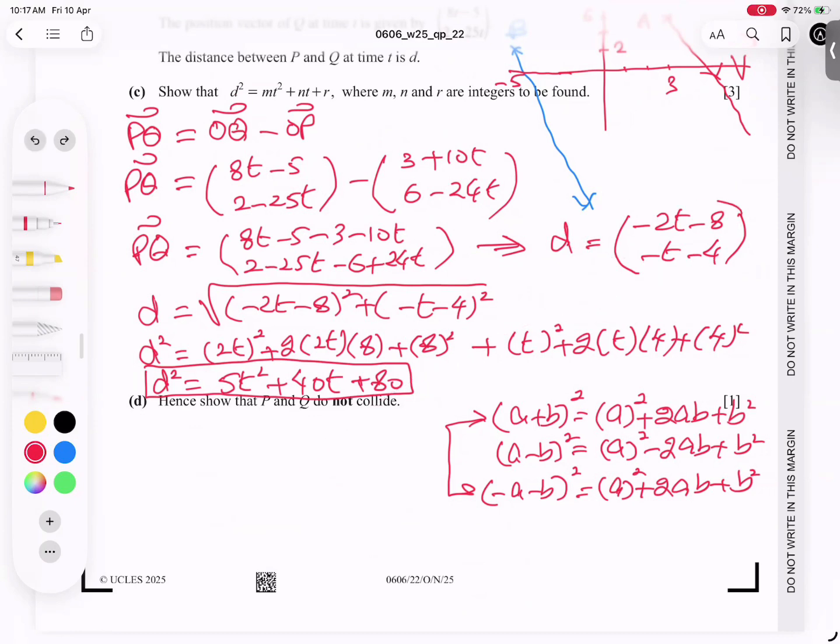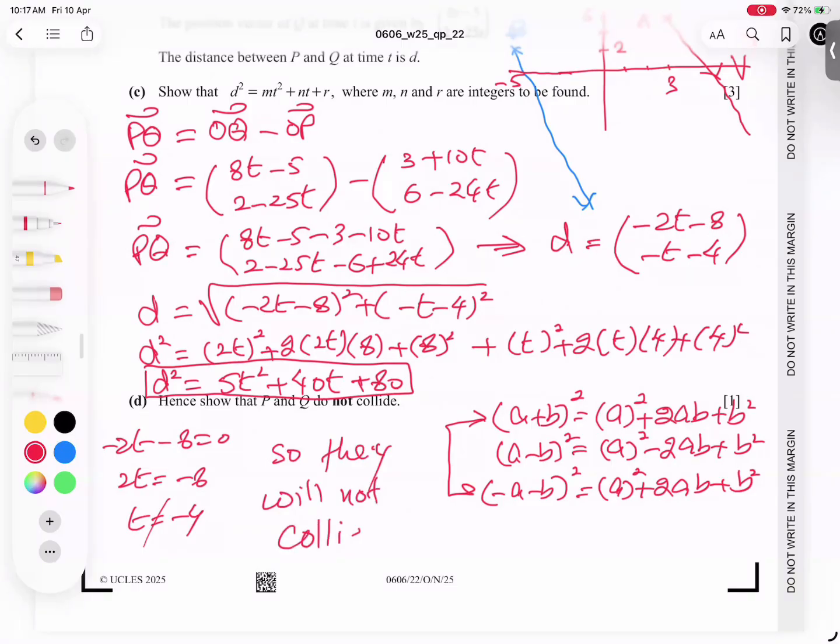And if I plug in the upper part or lower part, 2t minus 8 is equal to 0. So 2t is equal to negative 8. T becomes negative 4, which is not possible. So if time is coming negative, it is not possible, so they will not collide. So they will not collide. So I hope it is clear.